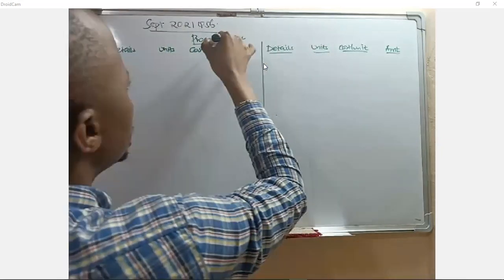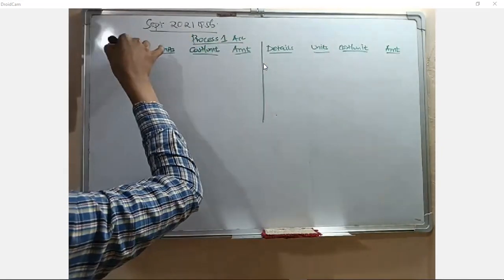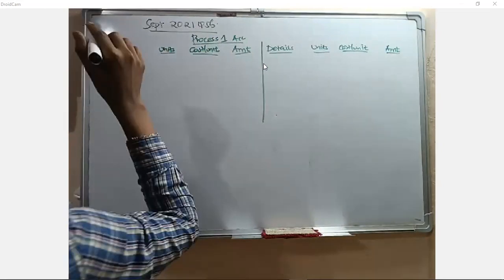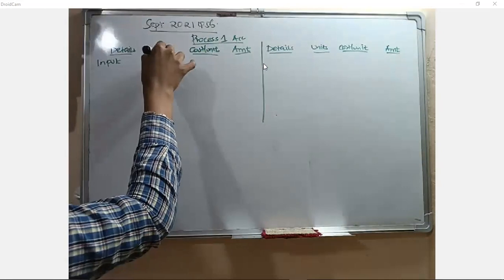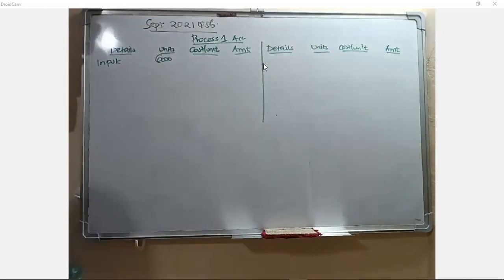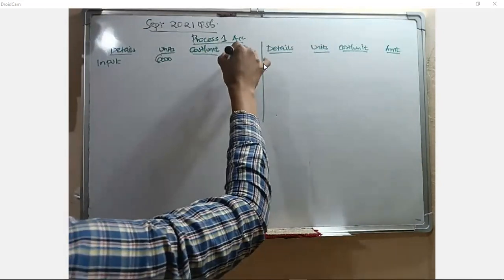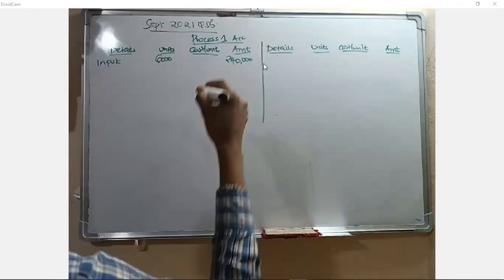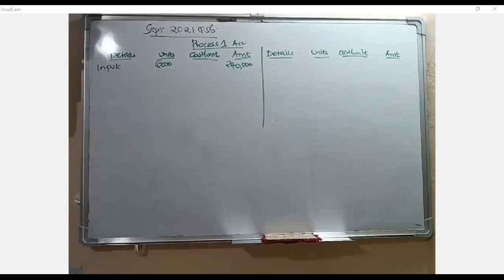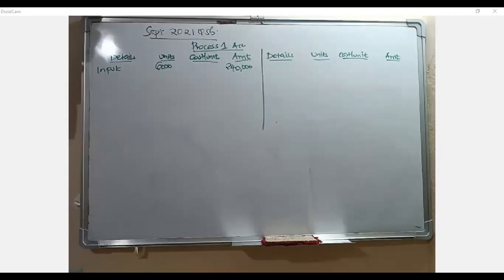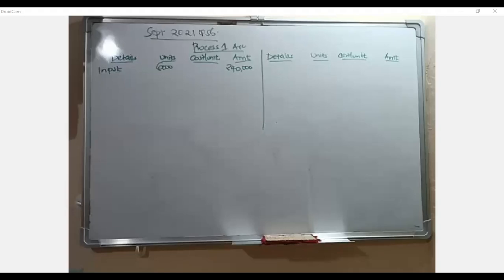Now, remember in process one, we are starting with input. The examiner was able to tell you that there is an input here of 6,000 liters, right? 6,000 liters amounted to 240,000. Any other cost which was incurred in process one includes... So you just go back to your question. When I look at it, there are some costs which were incurred there, right? So we start with each cost.